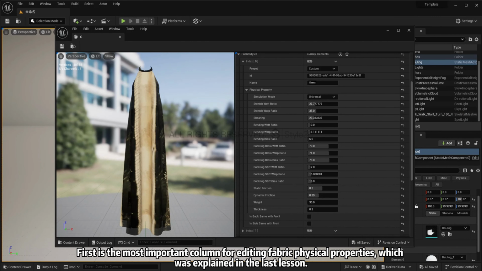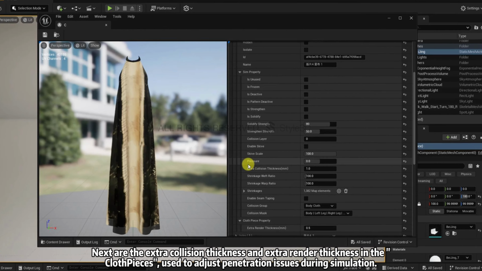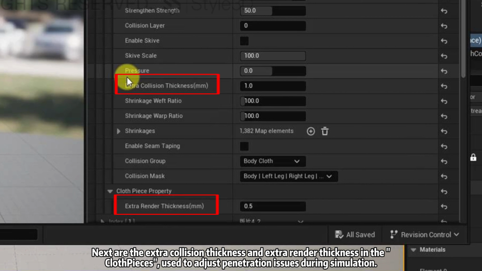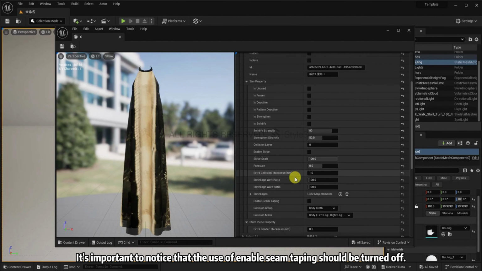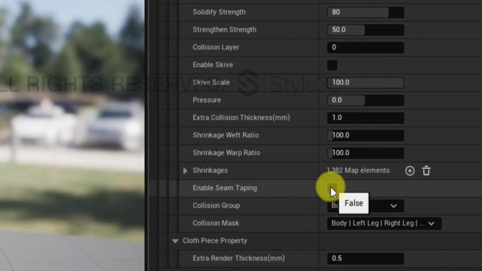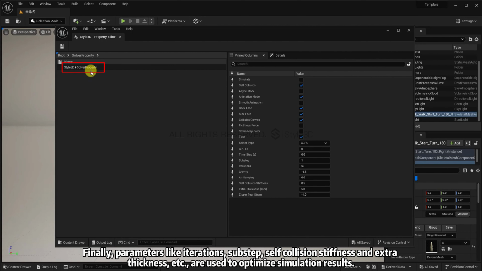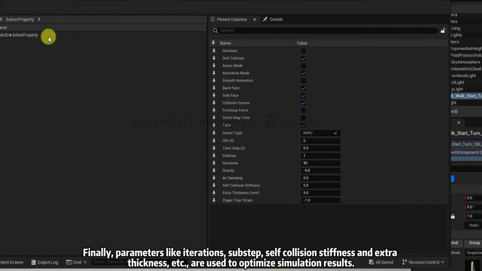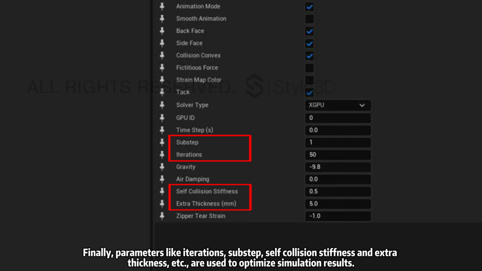First is the most important column for editing fabric physical properties, which was explained in the last lesson. Next are the extra collision thickness and extra render thickness in the cloth pieces, used to adjust penetration issues during simulation. It's important to notice that the use of enable seam taping should be turned off. Finally, parameters like iterations, substep, self-collision stiffness and extra thickness, etc., are used to optimize simulation results.